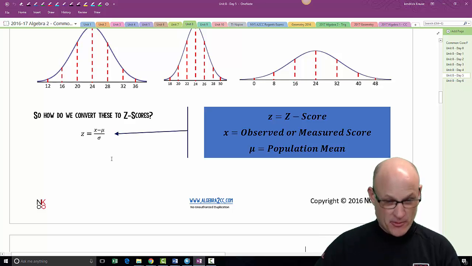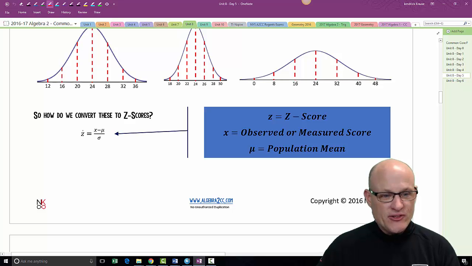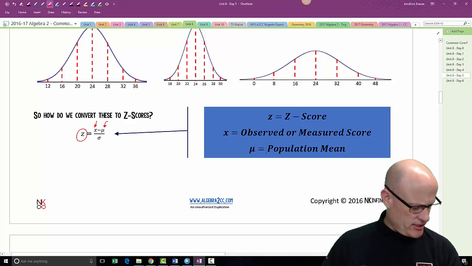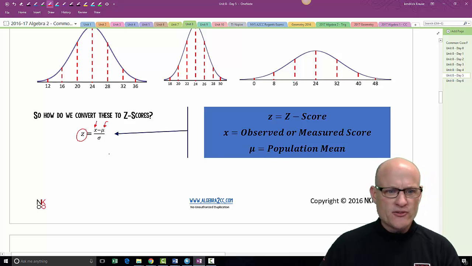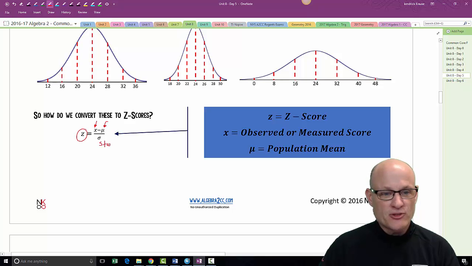We're going to use this formula here where Z is our score, X bar is the measured number that we're looking for, mu is the population mean, and sigma is our standard deviation, the population standard deviation.